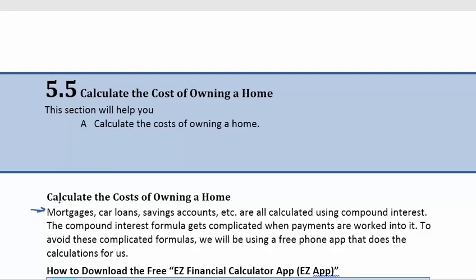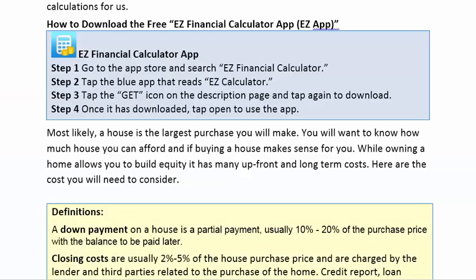To avoid these complicated formulas, we're going to be using a free phone app that does all the calculations for us. And this is the same phone app we used before. This is the Easy Financial Calculator app. So if you haven't downloaded that, go ahead and pause the video now and follow these steps here. Got 4 steps for you here. Follow those steps to download and get the app. If you've already got it, then we can just keep rolling on.